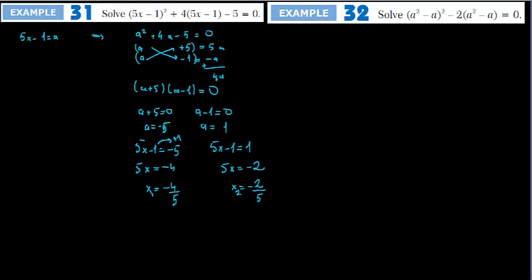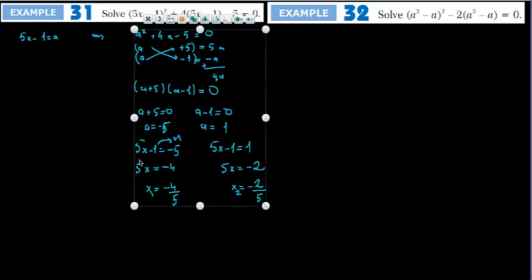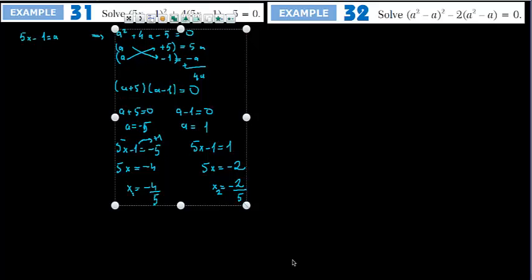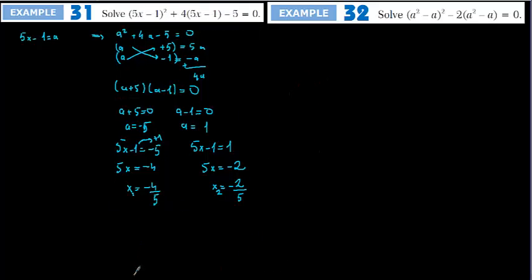Okay, now I'm going to find the second one. In the second one, a^2 - a is the common term, so I have to be careful about that term, and I'm going to solve the question with respect to that one. If a^2 - a is the common term, which means a^2 - a, if I accept it as x, then this is going to be equal to x^2 - 2x = 0.